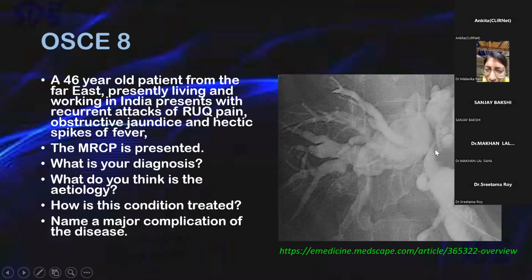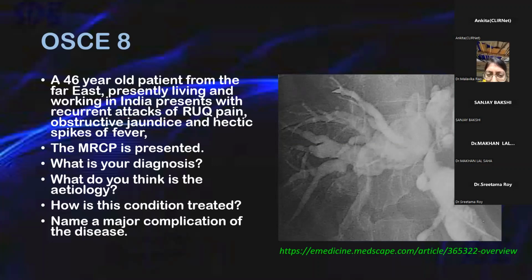How far? Is it uniformly dilated? No, sir. That part is dilated. Yes. This part and that part. So is the proximal CBD uniformly dilated? No, sir. The proximal CBD is irregularly dilated. Proximal CBD is more dilated than the distal side.